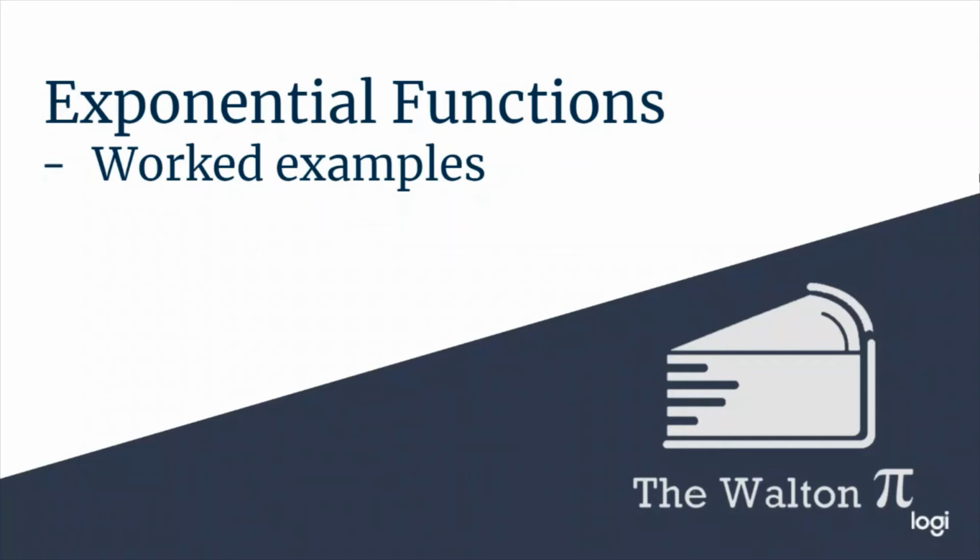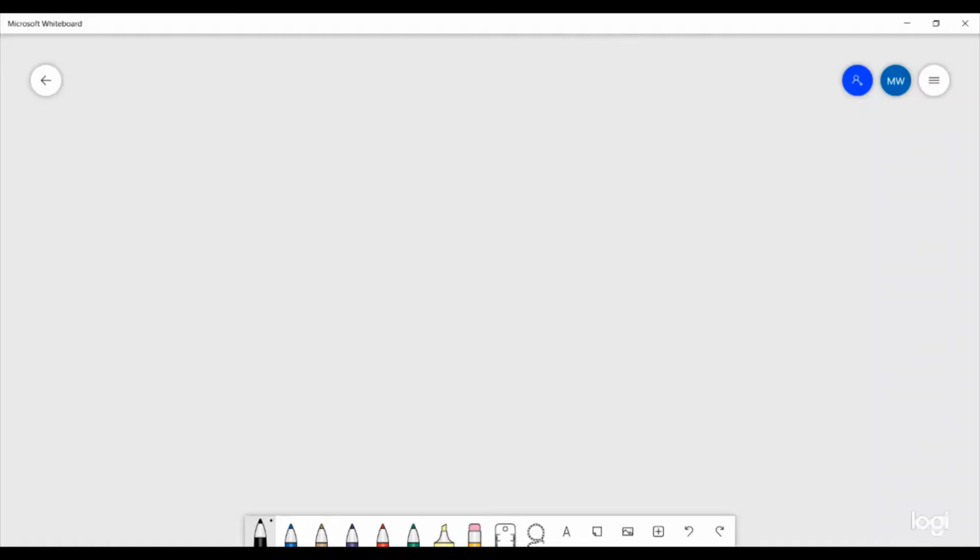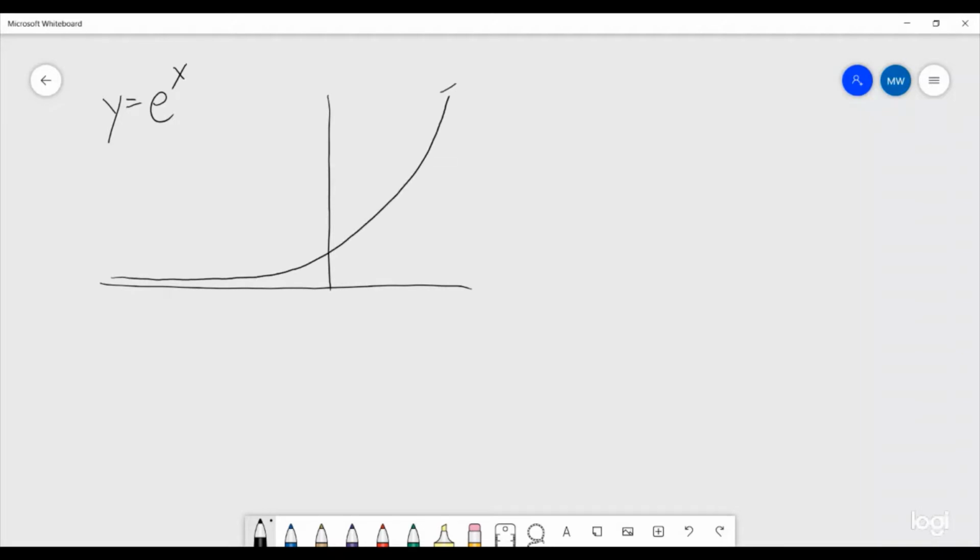Today we are going to go through some examples of exponential functions. So let's look at y equals e to the x. This is one of the ones that we were talking about, and this is going to be the graph of that function. Some special points to notice are this point right here, that is 1, and then it's going to be increasing at about this rate.